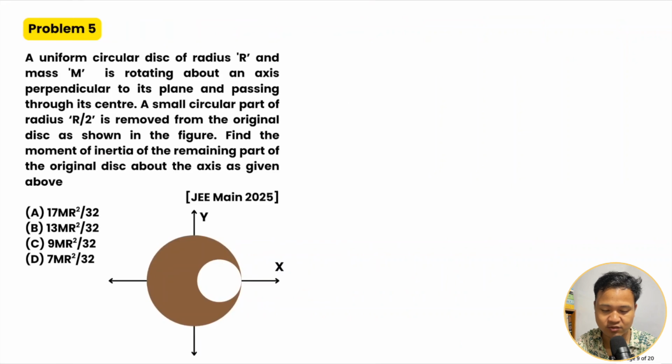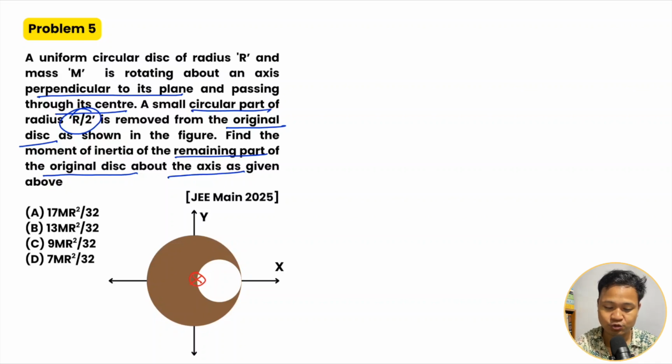So let's solve the question. A uniform circular disk of radius r rotating about an axis perpendicular to the plane and passing through the center. Okay, exactly in the middle. A circular part of radius r by 2 is removed from the original disk as shown in the figure. Find the moment of inertia of the remaining part of the original disk about the given axis.